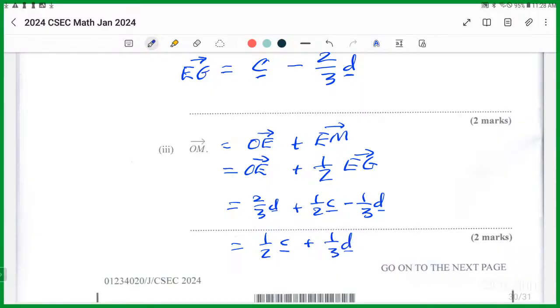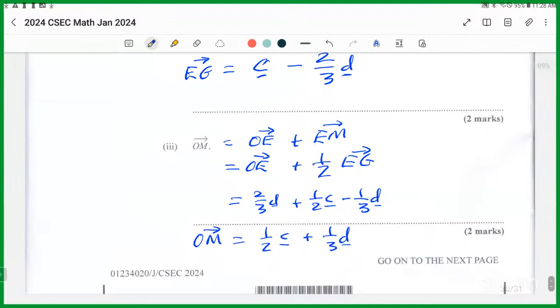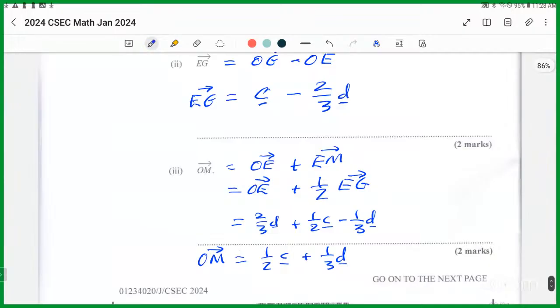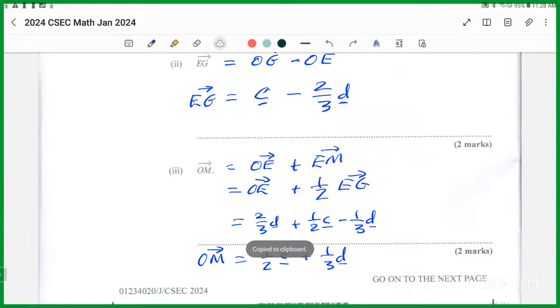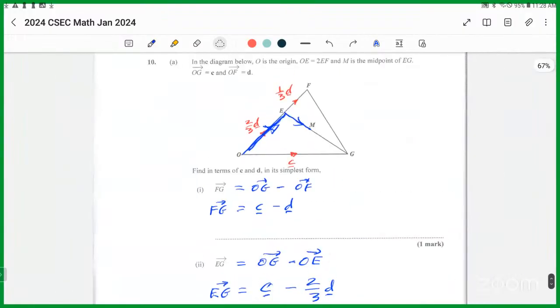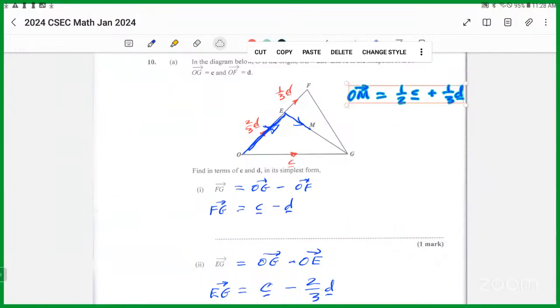And that is it. Now, I can check if this answer is correct. O to M, I can check if that answer makes sense. If O to M is in fact this, let me copy it up and put it on the diagram and show you how we can check if this answer is correct. Let me copy it. Alright? Let's check on the diagram if that answer makes sense. Let's look at it this way. Let me erase this for you now.